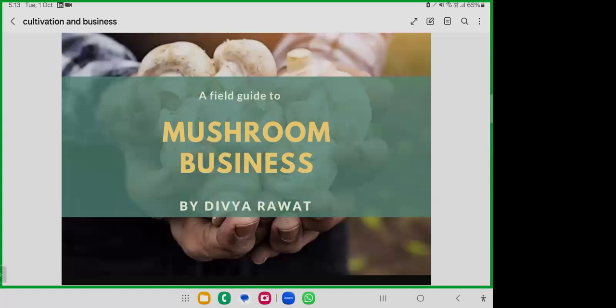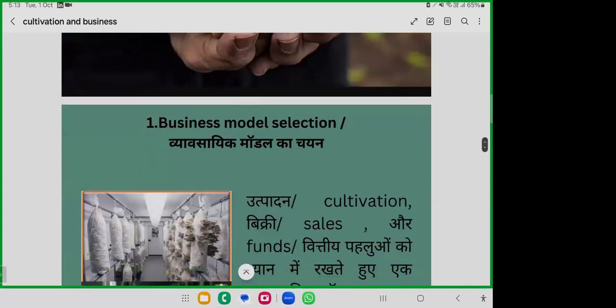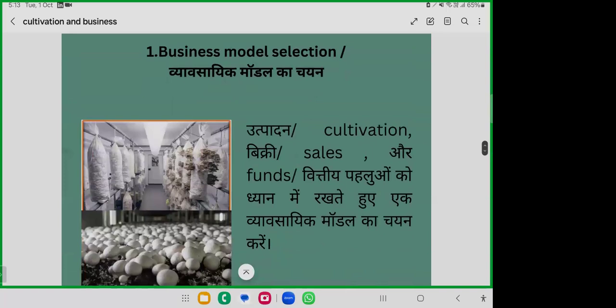Then when we talk about the mushroom business, there are a few things which we need to identify before initiating: cultivation, sales, and funds. First is cultivation, then sale, and then funds. So we have to finalize which variety we need to cultivate. We need to cultivate oyster or button or milky or shiitake or any other mushroom.